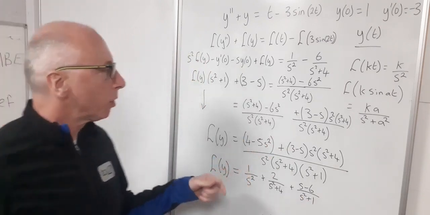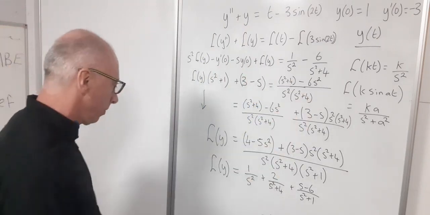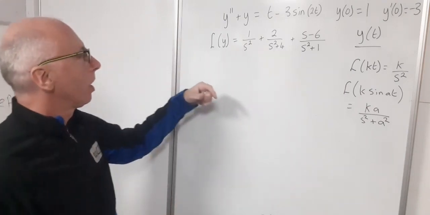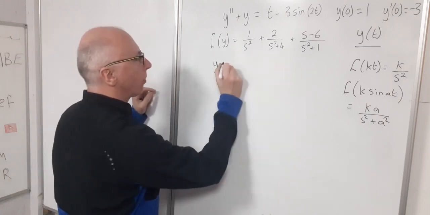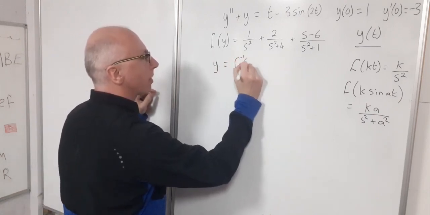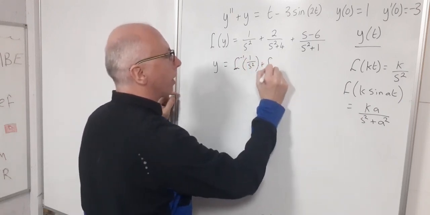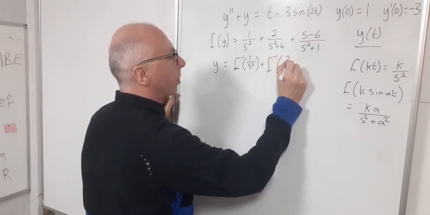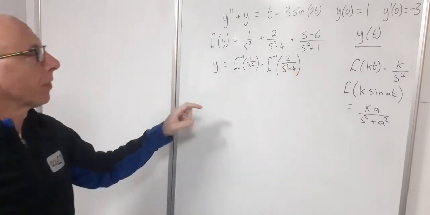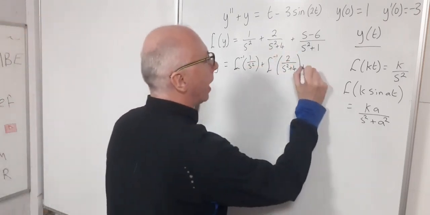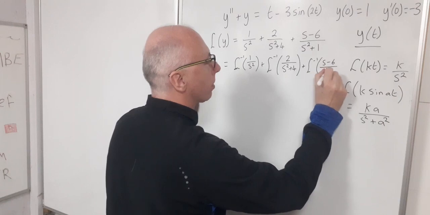Okay, so now I need to make some space. So I'm going to clear some of this off the board, and then we're going to try and do the inverse Laplace of these terms here. Okay, so that's where we're up to. So now to get y on its own, I need to do the inverse Laplace of all of these terms. So inverse Laplace of 1 over s squared. Then this one here, the inverse Laplace of 2 over s squared plus 4. That takes care of that one. And then this one here, so add the inverse Laplace of s minus 6 over s squared plus 1.